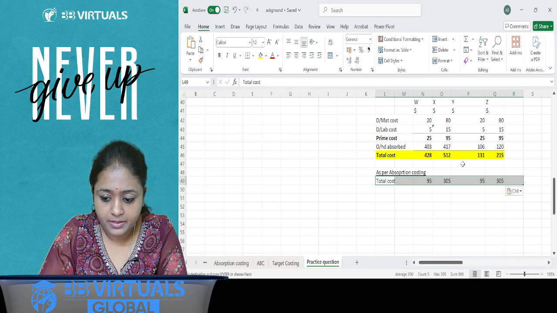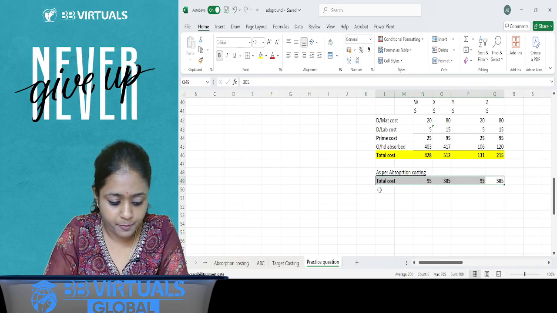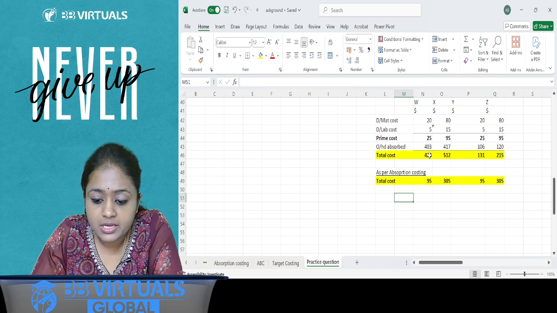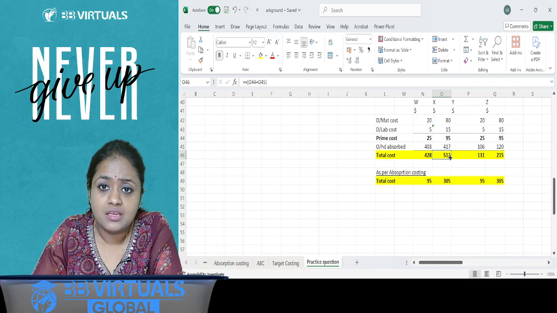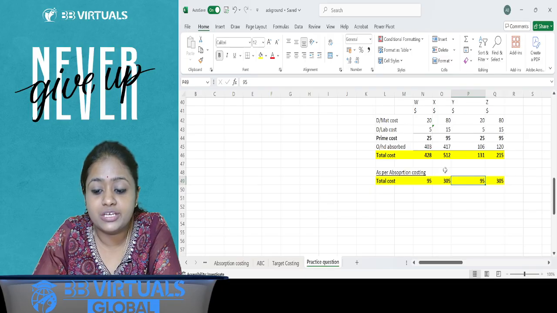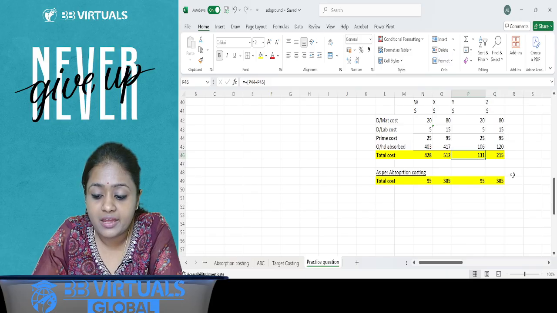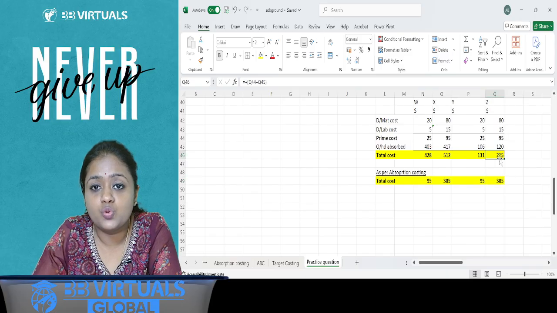Okay, look here. Now when I take this as per absorption costing, look at the difference. Here we have valued the cost per unit at 428 and here we have taken the cost per unit at 95 only. Here we have taken 512, a huge allocation given to X. Right, but here it was only 305. Here we had given such a low allocation of only 95 and here we have given 131. Here again 305 and here it is 215.